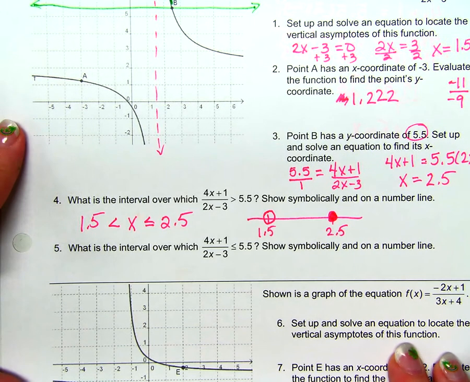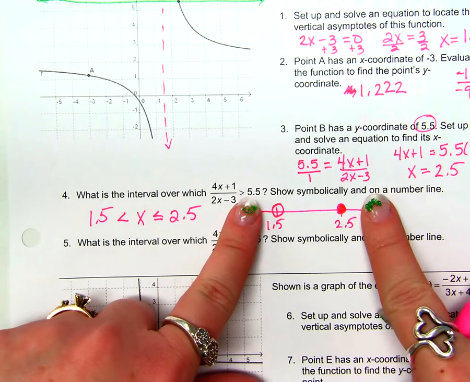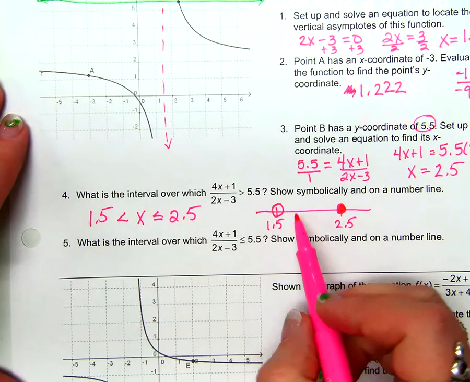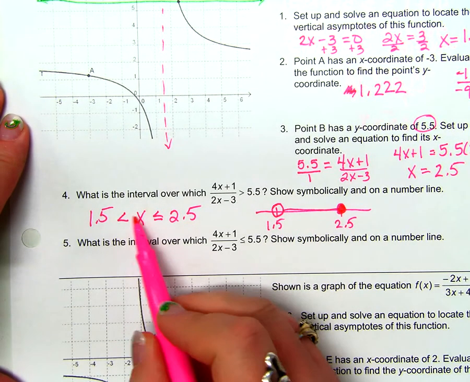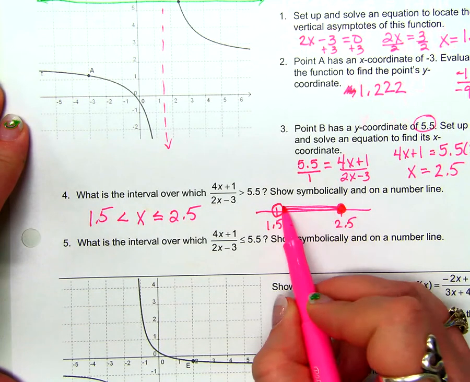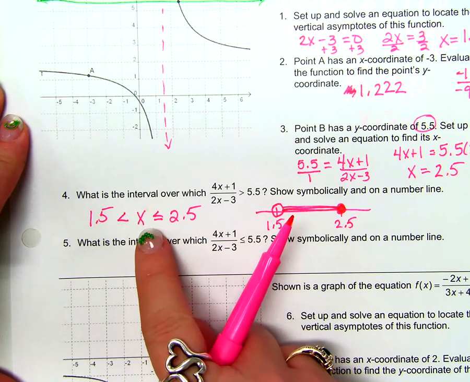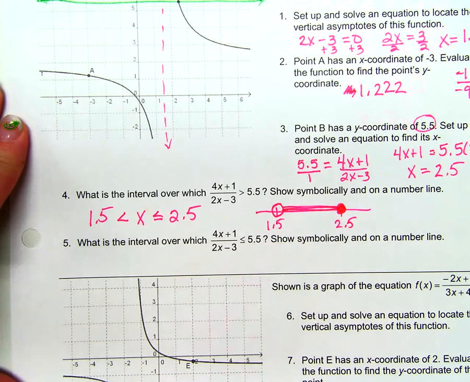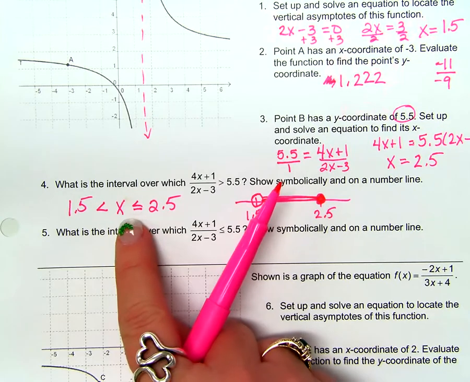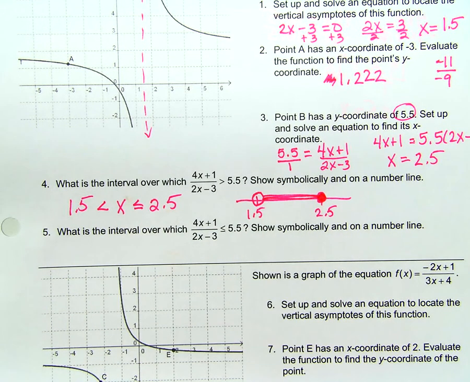And where are the values true? Everything in between or everything outside? Yeah, everything in between. I think I said that wrong. Everything greater than 1.5 and everything less than or equal to 2.5. So there's my answer symbolically and on a number line.